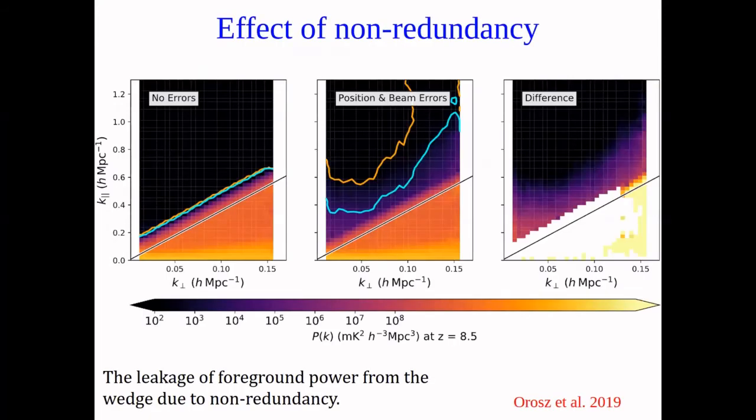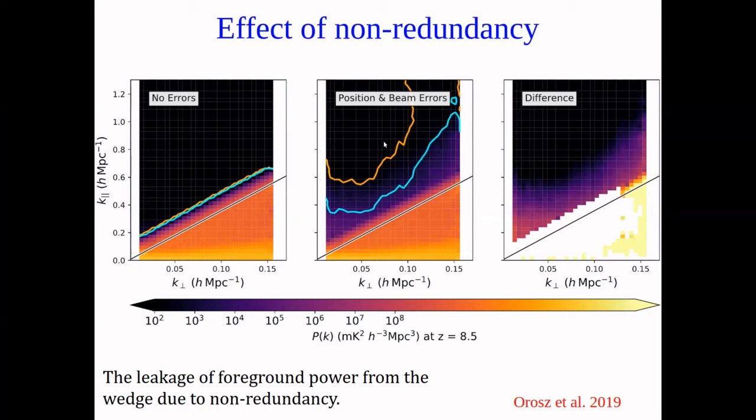So what is the effect? The left panel shows the simulations of the HERA observations, the HERA interferometer, and it shows the case where there is no non-redundancy present in the data. And you can see that the foreground, which has smooth behavior as a function of frequency, resides only in the wedge shaped region here, and the upper region is dominated by the 21 centimeter signal or noise.